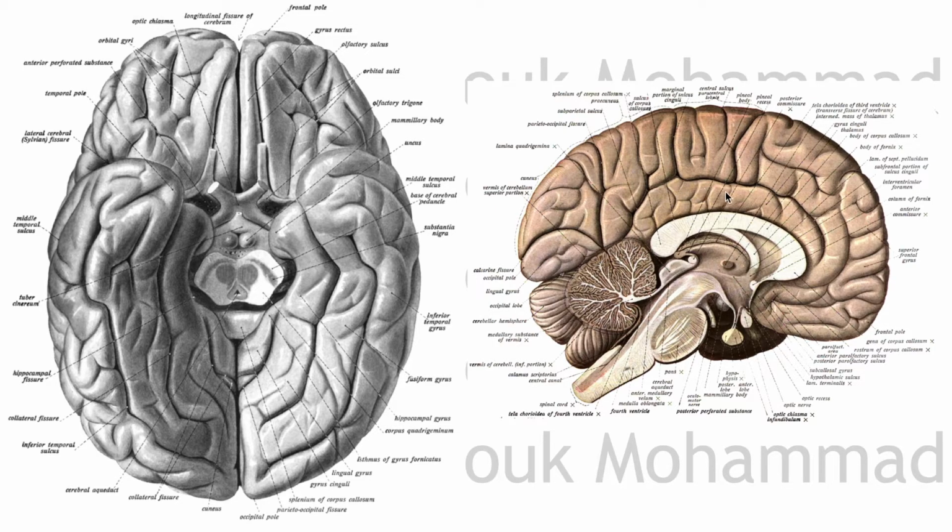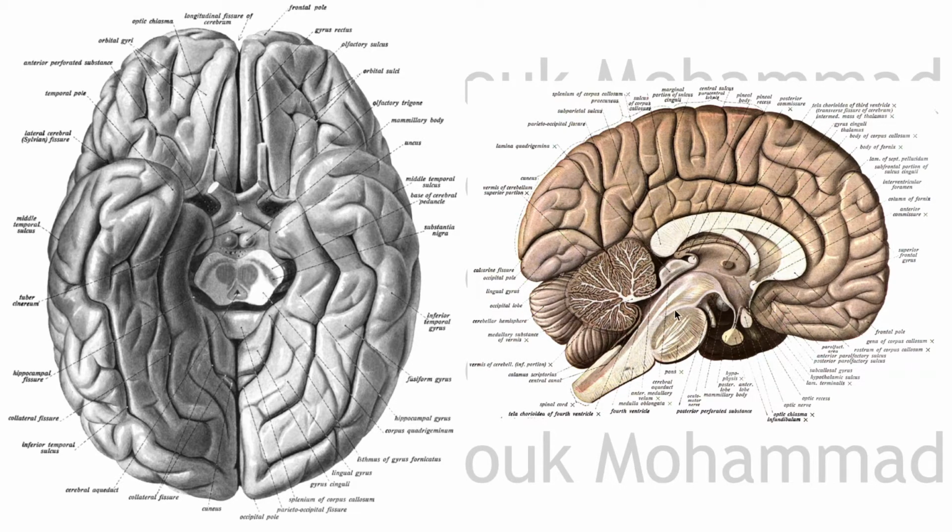This is the cingulate gyrus that surrounds the corpus callosum, and here the corpus callosum, it has the rostrum, genu, and body, and splenium, and this is a cut section of the vermis of the cerebellum, and this is the rest of the cerebellum, and this is cut section of the brain stem.